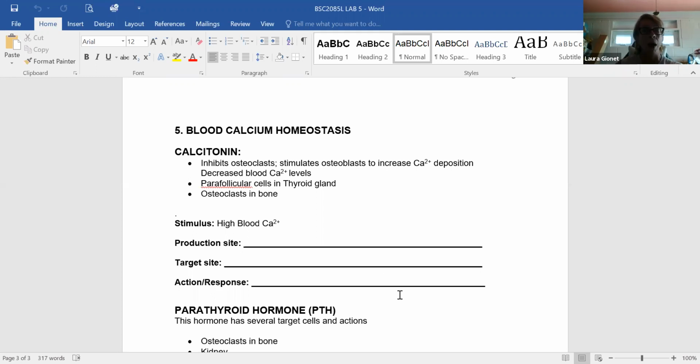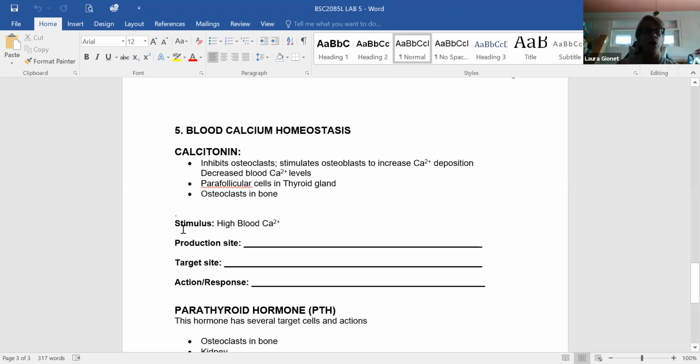Okay, so like virtually any negative feedback loop, we have a stimulus, a production site, a target site, and an action and response. Technically, the action is really different from the response, but we found it's easier to just talk about the action and then what you're ending with. It makes it a little more consistent when we look at all these different hormones. Okay, so the hormone is calcitonin. Below that, we have a little dot with a phrase. These are the phrases or answers that go into these 3 blank lines.